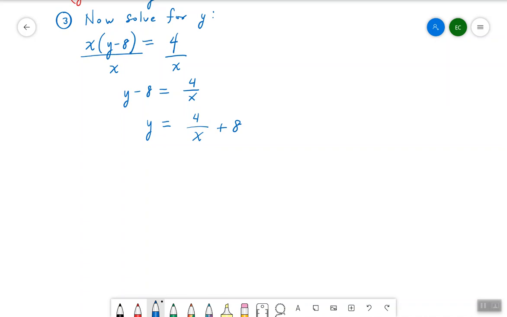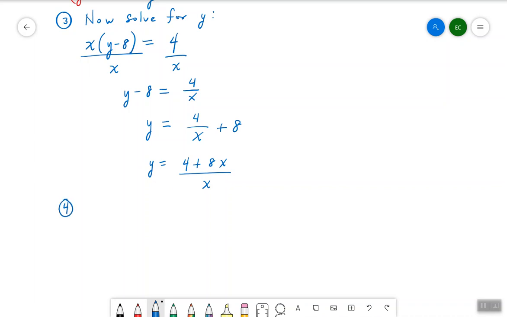Or if you wanted to, you could find a common denominator. That would be a denominator of x. So you would write this as 8x over x. And then you could add the numerators and get 4 plus 8x over x. And that's the form that you would come out to if you had distributed the x back here at the beginning of step 3. So two ways to write our answer.